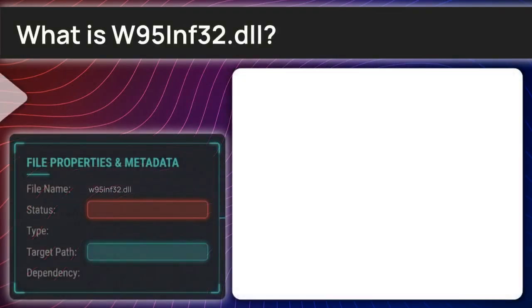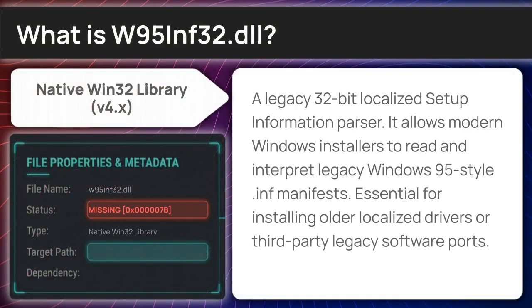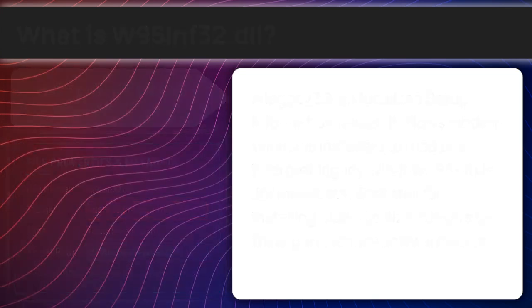This is the w95inf32, a legacy 32-bit localized setup information parser. It allows modern Windows installers to read and interpret legacy Windows 95-style .env manifests, essential for installing older localized drivers or third-party legacy software ports. Now that the technicals are covered, let's run the official installer.